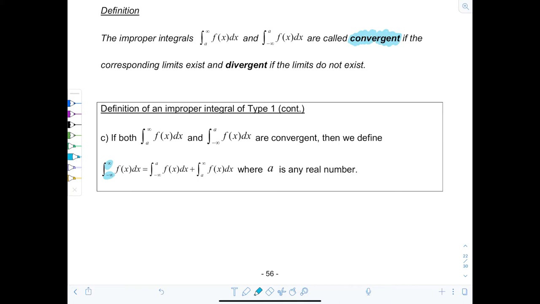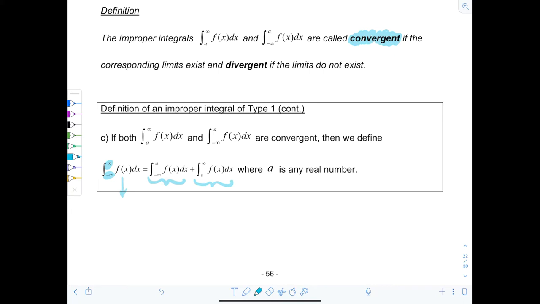In that case, you just have to split it at any number in the middle that's in the domain of the function. So you can split it at 0 or wherever you're feeling. And then we'll look at an example there, and you would evaluate each one separately. And provided each of those separate integrals are convergent, then you could say that the overall integral is convergent. If either the integral from negative infinity to a of f of x dx, or the integral from a to infinity of f of x dx is divergent, then the overall integral will be divergent regardless.